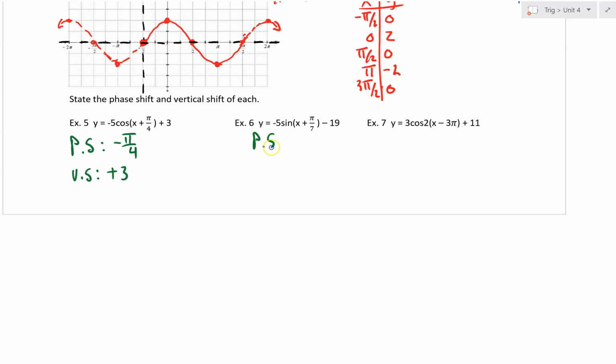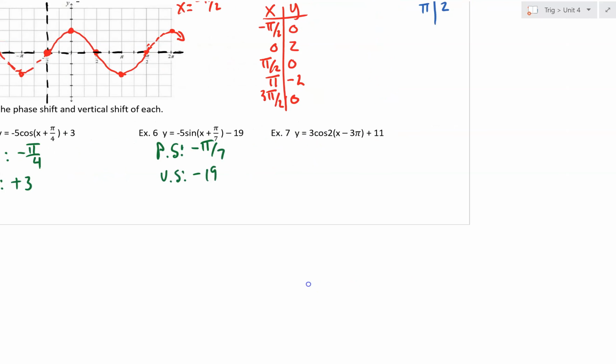Phase shift for this next one. Set this equal to 0 and solve. That's going to be negative pi over 7. And vertical shift is going to be down 19 or minus 19.